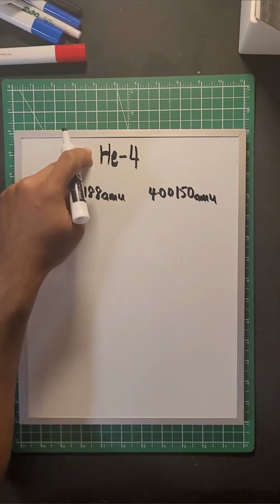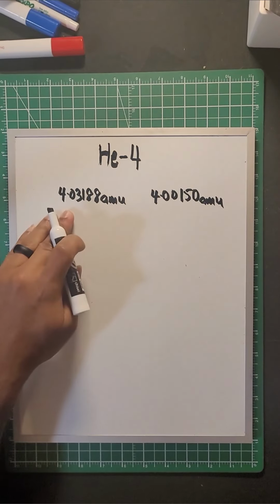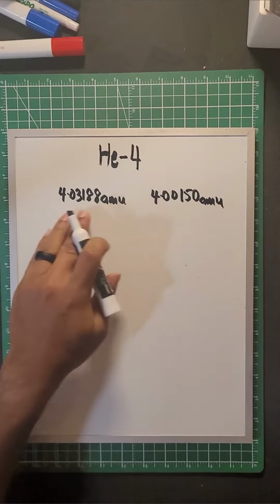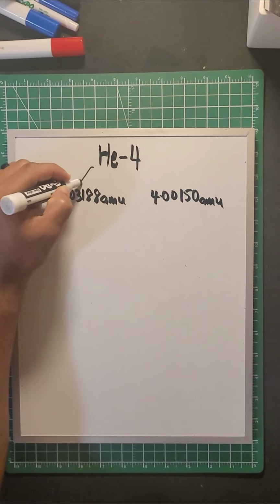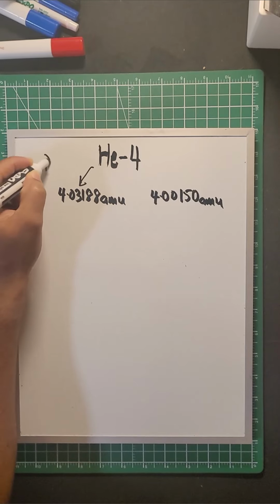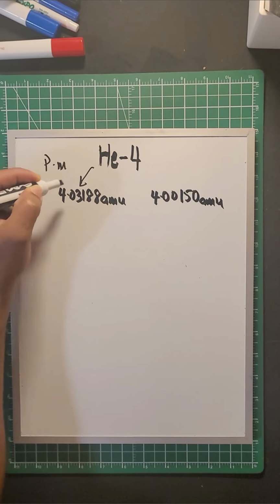Here we're given helium-4 and you have this number here and this number here. Why are they so different? What do these numbers mean? In helium, this number is known as the particle mass. And what does this mean?